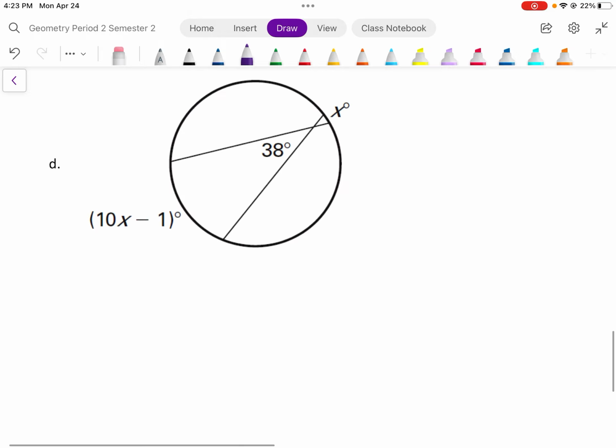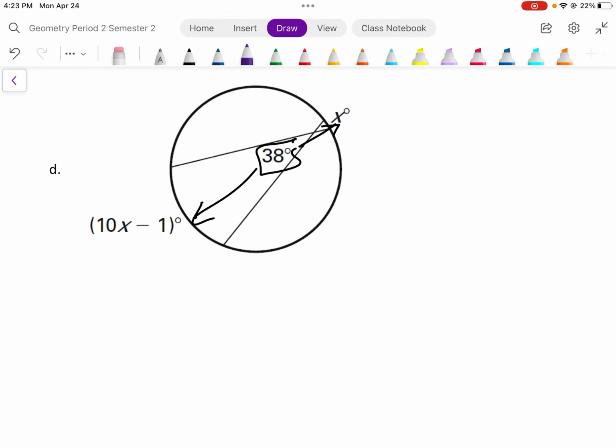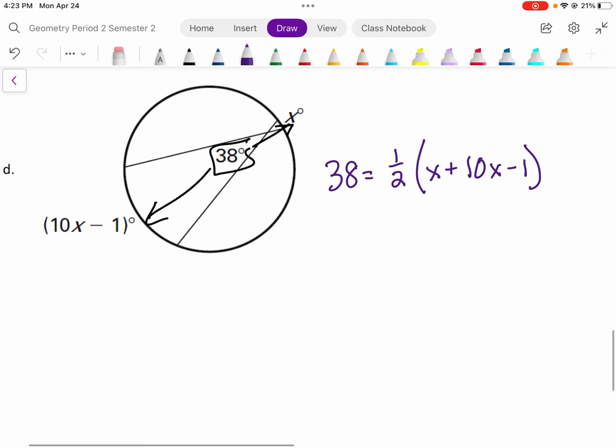Looking at our last example, we are given the angle, and we have the two arcs that are opposite of it. We are going to solve this one the exact same way. There's just going to be a little bit more algebra work. So we're going to take that angle 38, and we're going to put it equal to 1/2 the two arcs added together. So we're going to have X plus 10X minus 1. And I'm going to multiply both sides by 2 again to get rid of that 1/2. And 2 times 38 is going to give us 76.